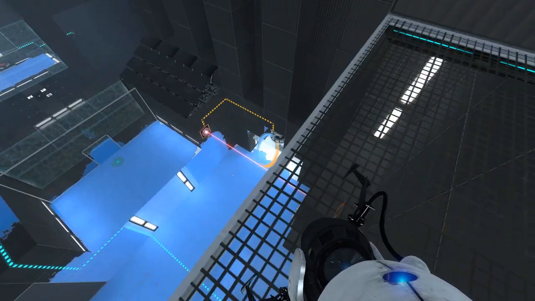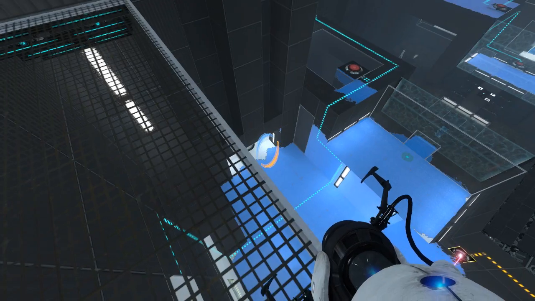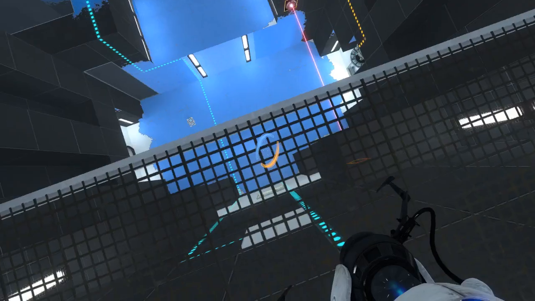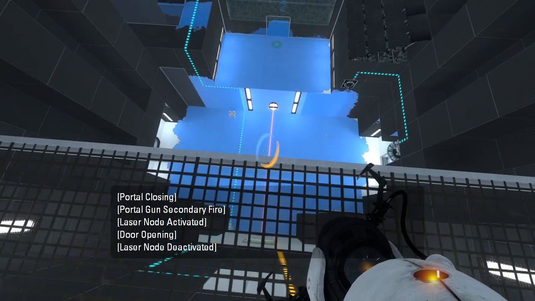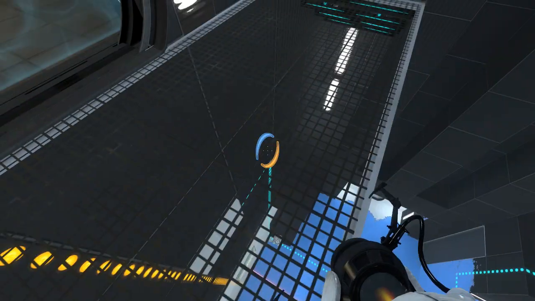Oh. Right, that reloads the regular cube. What was the exit again? Oh my gosh, I so overcomplicated that. Well, I guess that's fine.